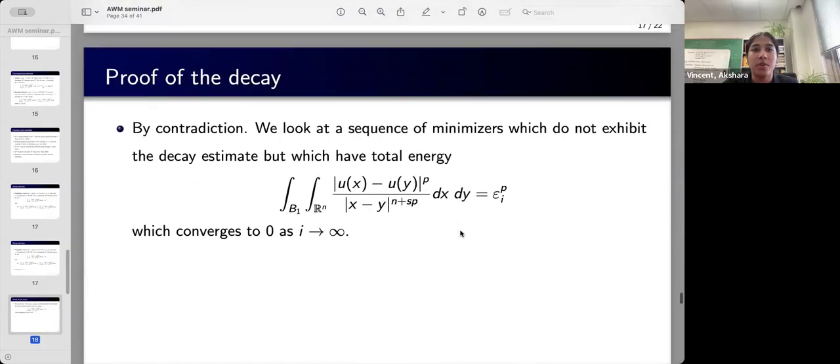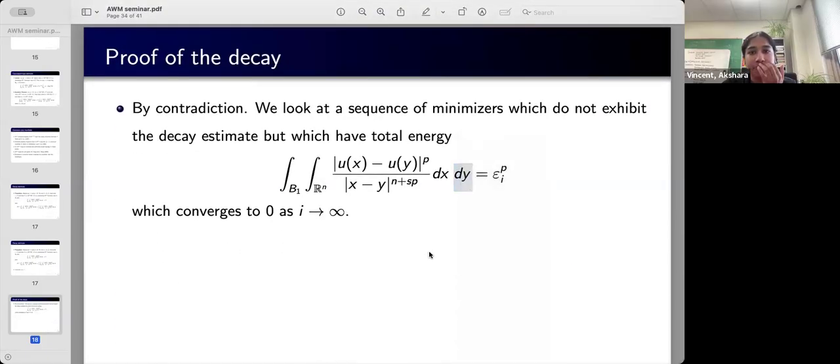We'll see how. So when we look at the proof of the decay, we prove it by a method of contradiction. That is, assume that it is not true, then we can find a sequence of minimizers which do not exhibit the decay estimate, but which have a very small total energy, epsilon_i to the power p.